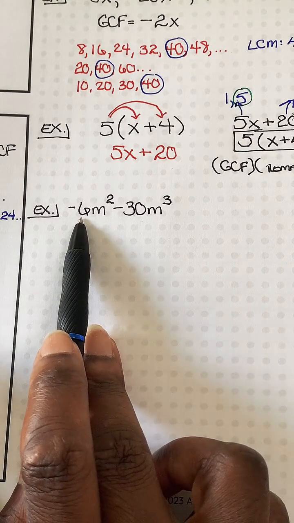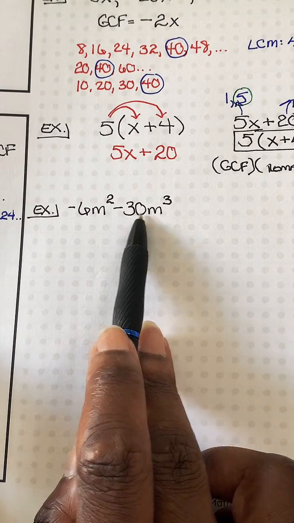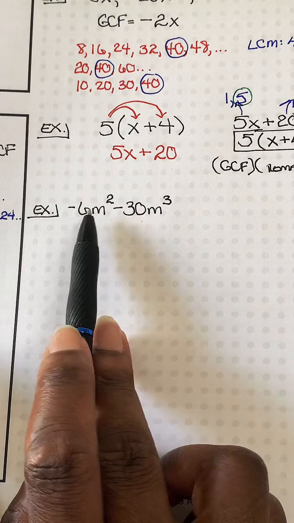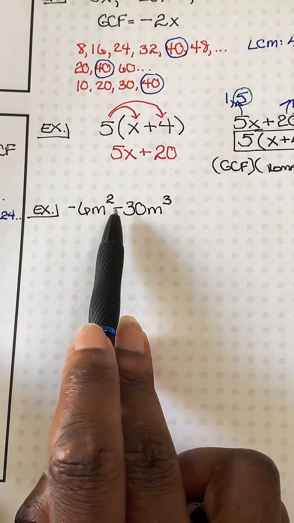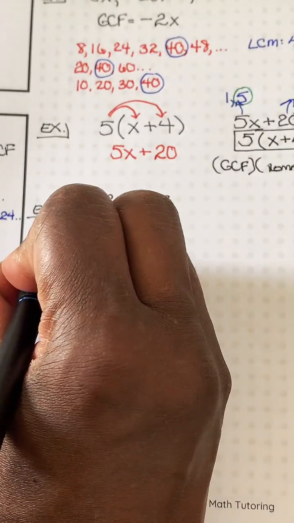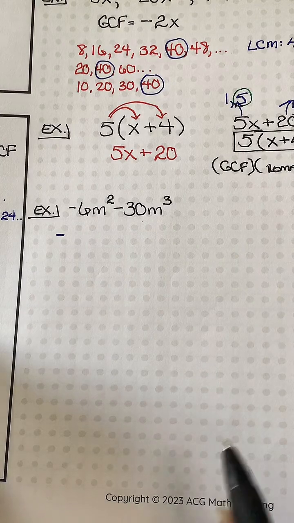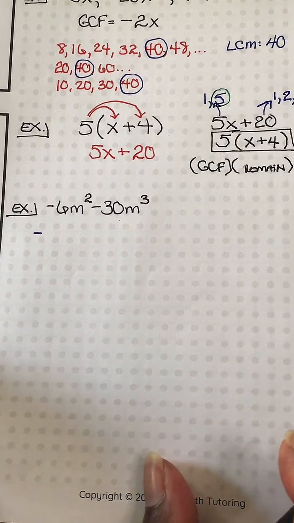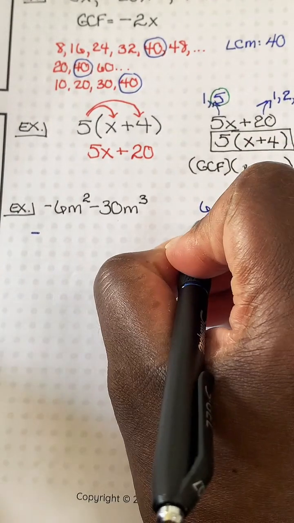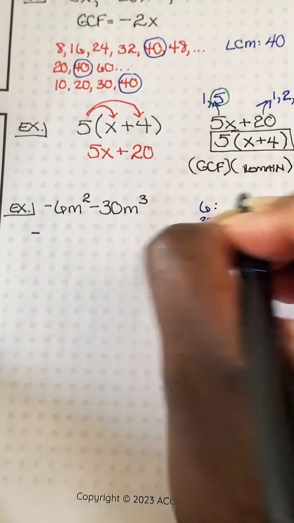So we have negative 6m squared minus 30m cubed. All right, so both of my terms are negative. This minus sign is acting as a negative. So I know my GCF is definitely going to be negative. Now I gotta think. I need some factors of 6 and I need some factors of 30.